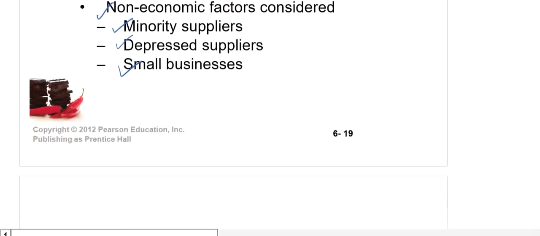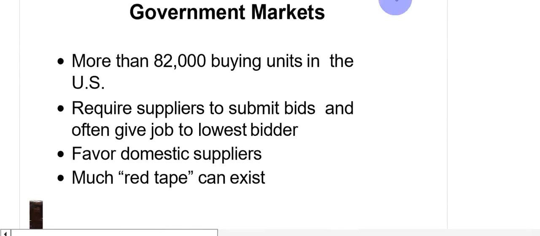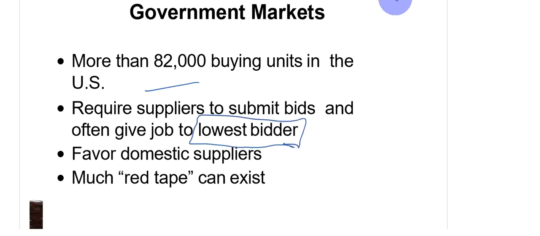Okay, students, in America we can see that more than 82,000 buying units in the US require suppliers to submit bids and often give the job to the lowest bidder. So normally, as I've told you, the lowest bidder, whose bid for any project is the lowest, will be given the order. Favor domestic suppliers, and you have read this. And much red tape can exist, and this also helps us.